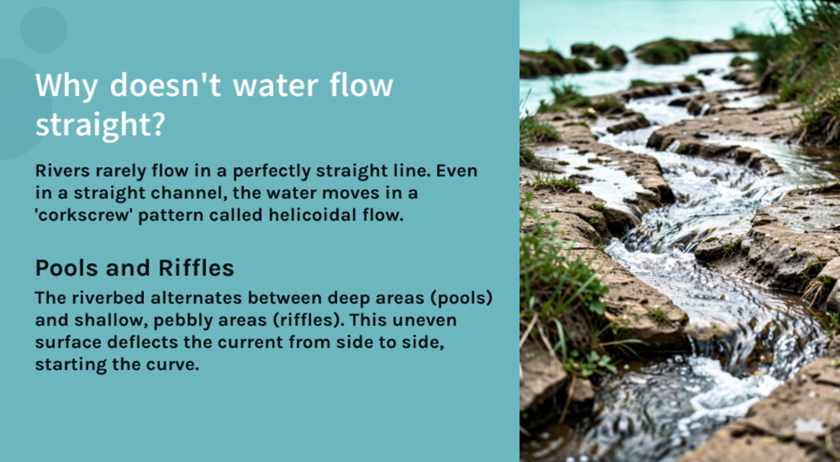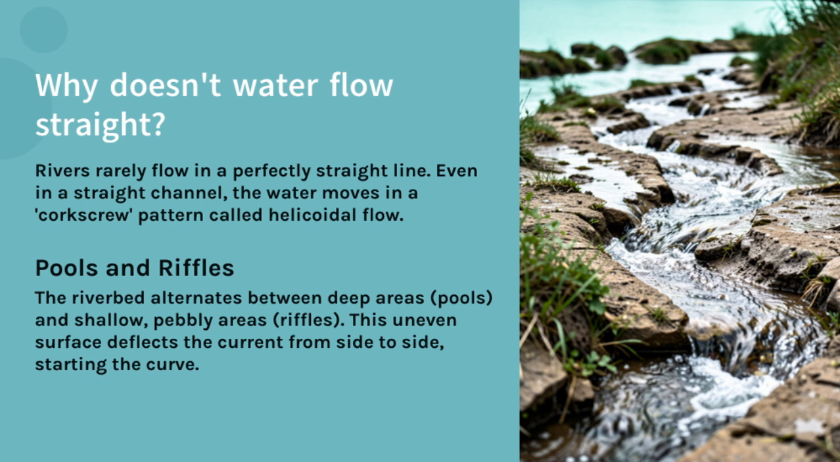Even in a fairly straight channel, water does not move evenly. It often moves in a corkscrew-like pattern called helicoidal flow. This means the current twists through the channel, pushing water from side to side. The riverbed is also uneven. It often contains alternating deep and shallow sections. The deeper sections are called pools. The shallower, pebbly sections are called riffles.